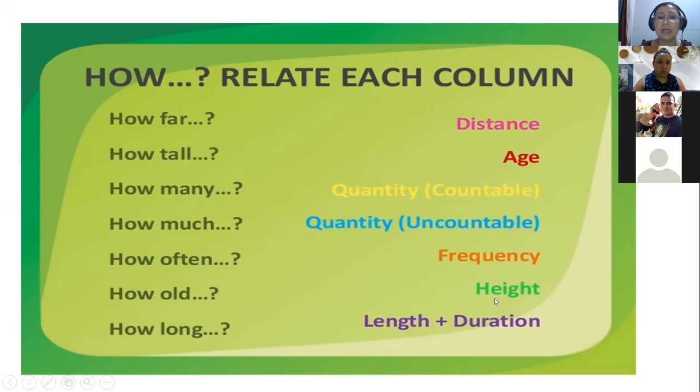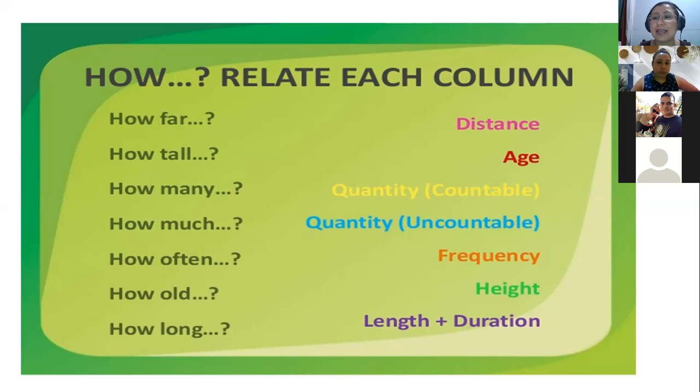So, for measuring height, how tall. How many? For what purpose do we use how many? Countable nouns. Yes, for quantity, countable, because you can count them, right? 1, 2, 3, 4, 5, 6, 7. You can count the items. Okay, and how much? What about how much?